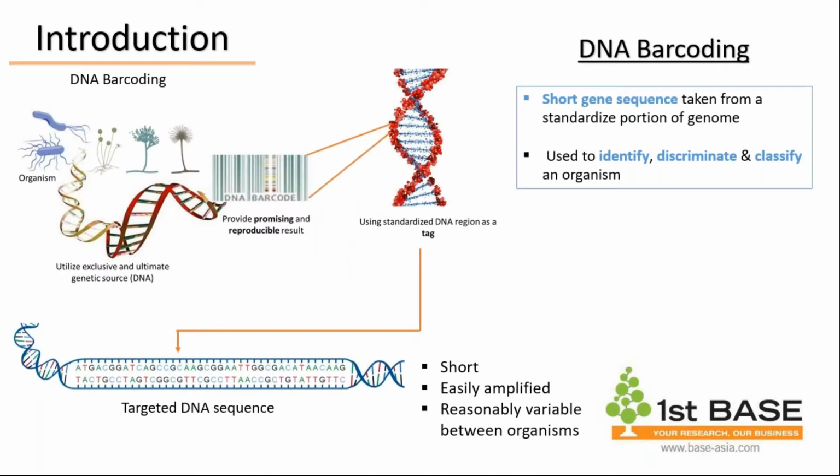But in biology, why do we do DNA barcoding? Because it is just the same as the barcode, it will give you the information of your microbes. By using a short gene region from the genome, or we can call it a conserved gene, it can ease the identification, discrimination, and classification of an organism. This conserved gene is usually short, easy to amplify, and has reasonable variability between organisms.